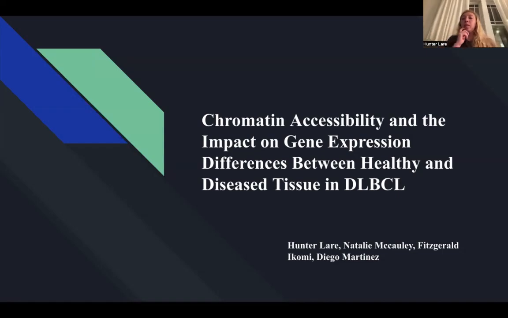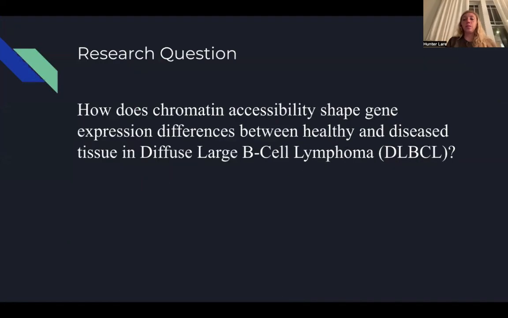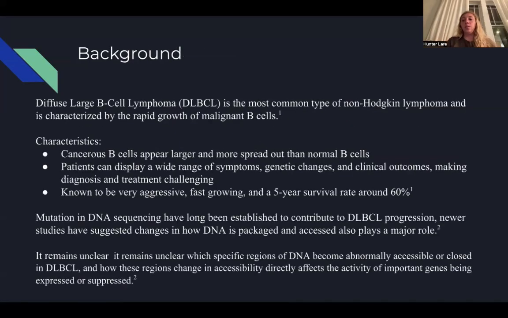Hello, everyone. Today, the group will be presenting our project on how chromatin accessibility shapes gene expression differences between healthy and diseased tissue in diffuse large B-cell lymphoma, or DLBCL. Our guiding question was, how does chromatin accessibility shape gene expression differences between healthy and diseased tissue in DLBCL? We focus on this because while genetic mutations in DLBCL are well studied, the way DNA packaging and accessibility contributes to the disease is not fully understood.